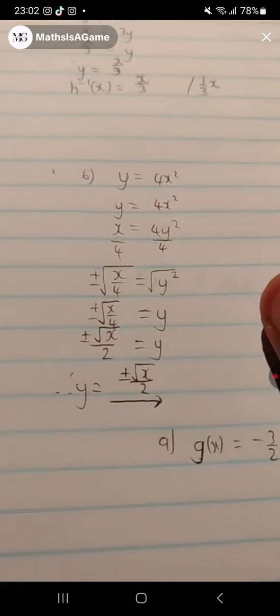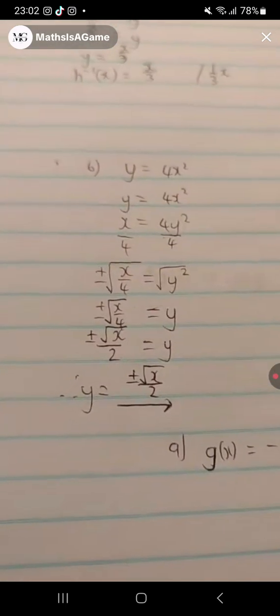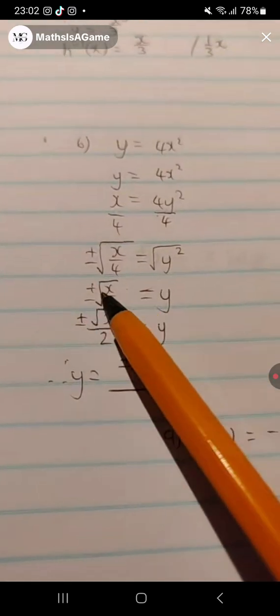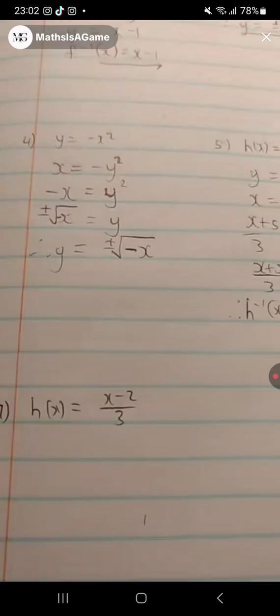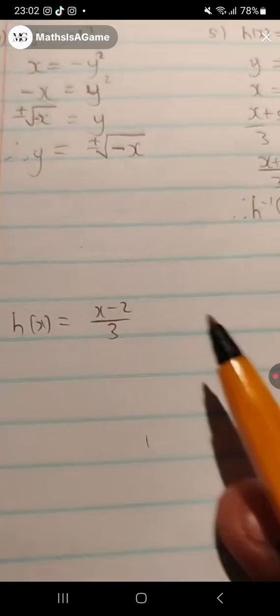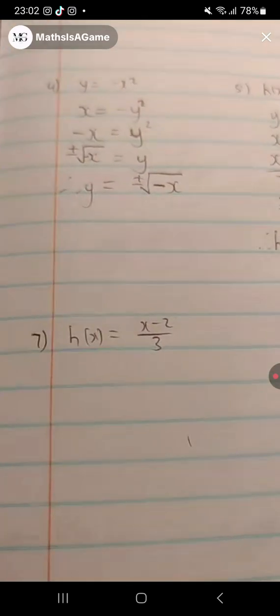But I don't think they would necessarily penalize you if you left it at this. But if we're talking about simplifying the equation as far as possible, then that makes perfect sense. Okay, let's move on. Next question.